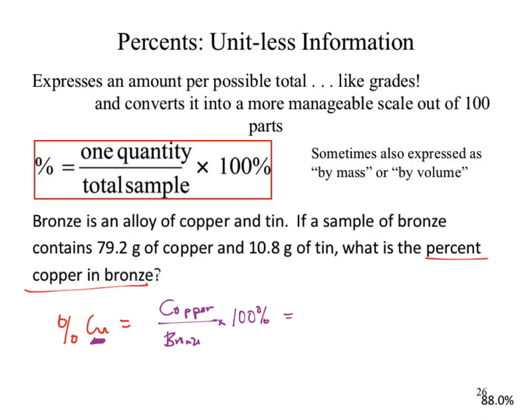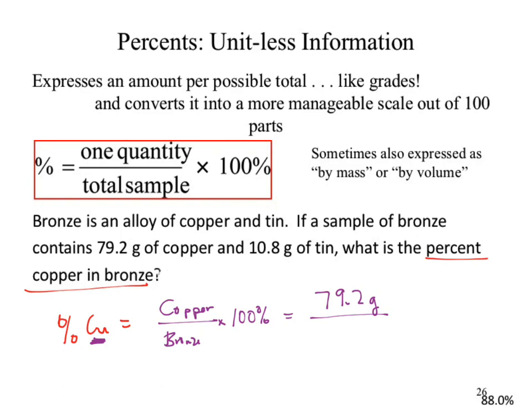Do I want to be doing this as a percent by mass or a percent by volume? Mass. Why mass? Solid objects that you're weighing. They're all solid objects, and it was given to us in a mass unit in grams. So what was the mass of copper? 79.2 grams. What was the mass of the bronze? 90.